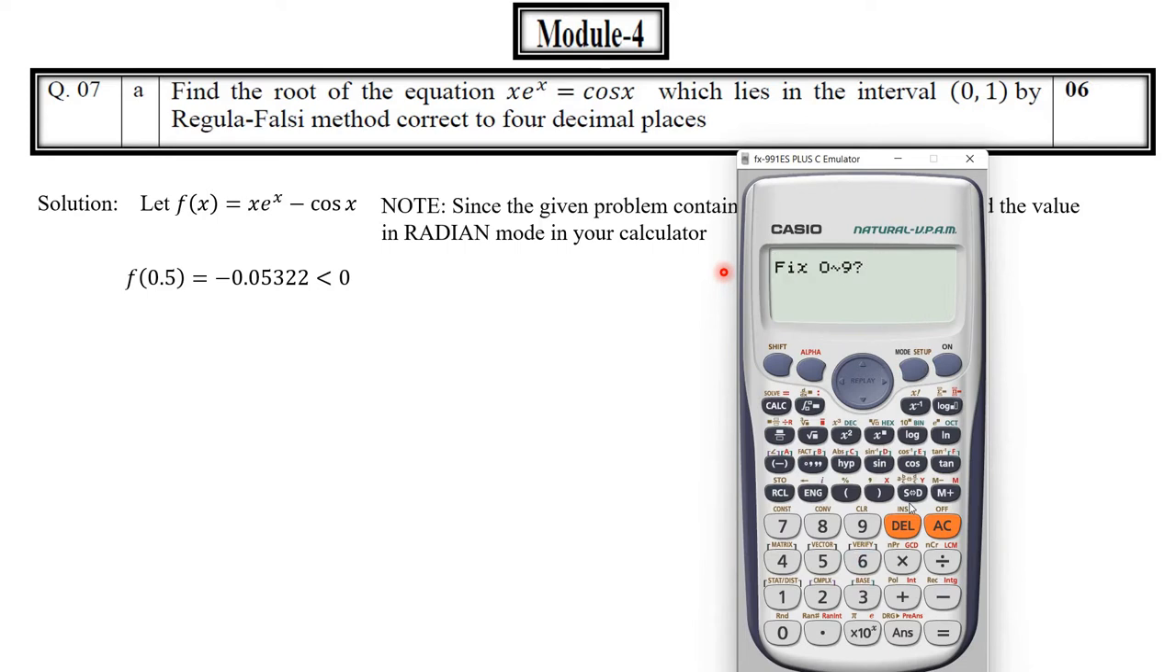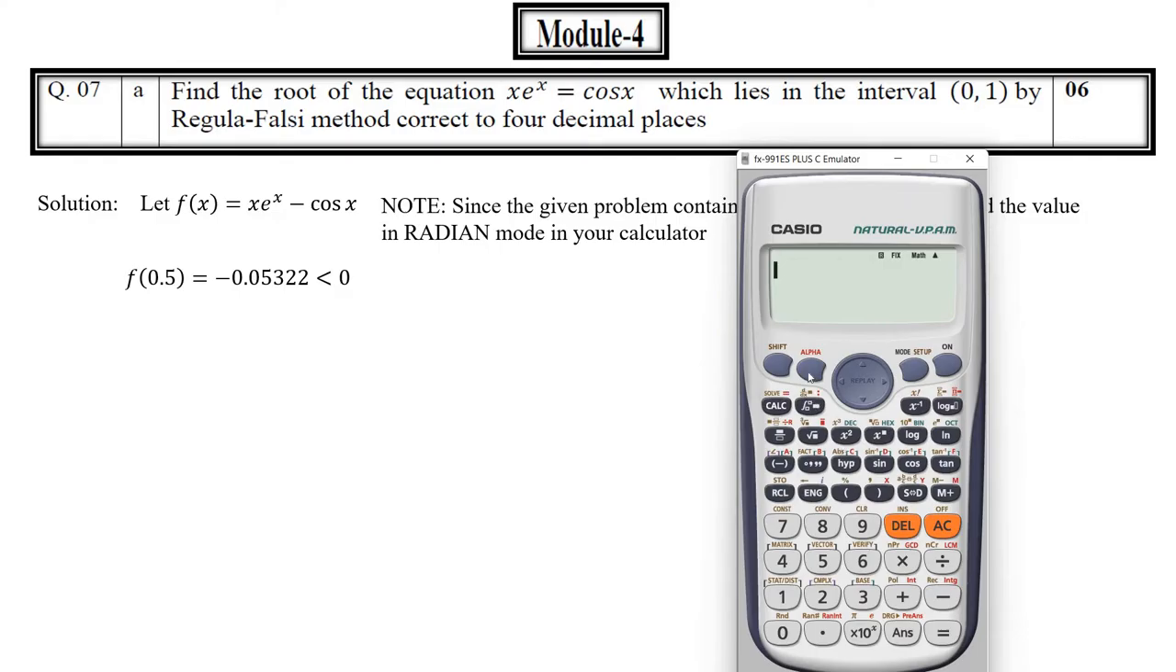In that I am taking the range as 5 decimal places, so I press 5. Now the display is coming with fixing for 5 decimal places. Then go for radian mode: again shift mode, press radian. That is very important, radian. Now everyone take out your calculator and follow the same thing whatever I am going to do.